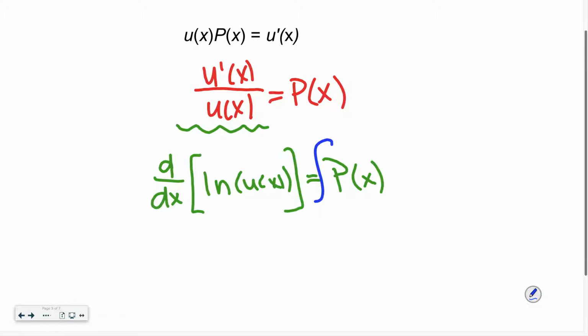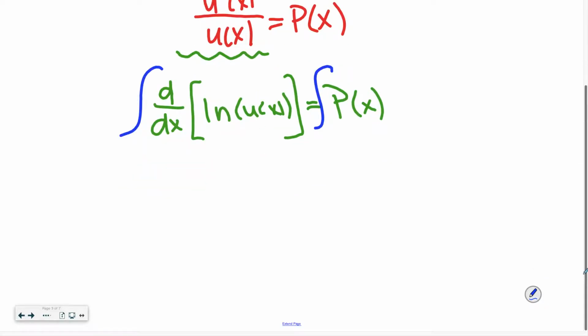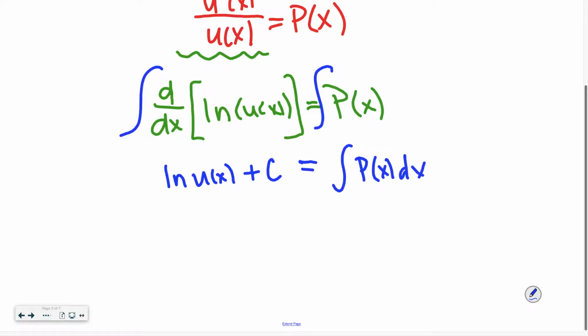You're going to do an integral? Oh yeah, always. So we have the natural log of u of x plus c over here equals the integral of p of x dx. Are you okay with the plus c?